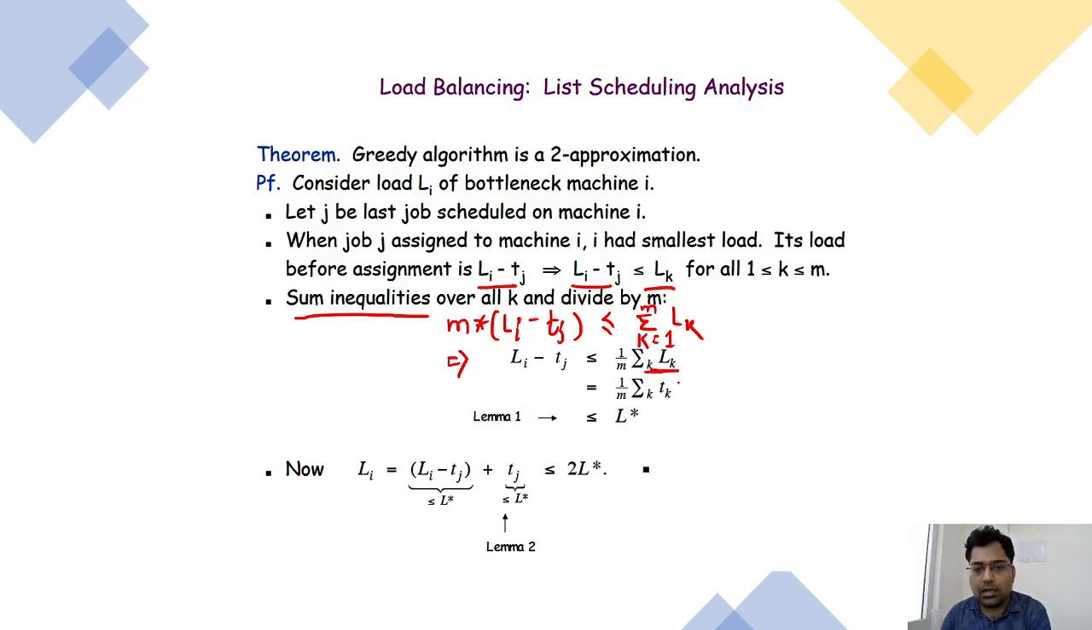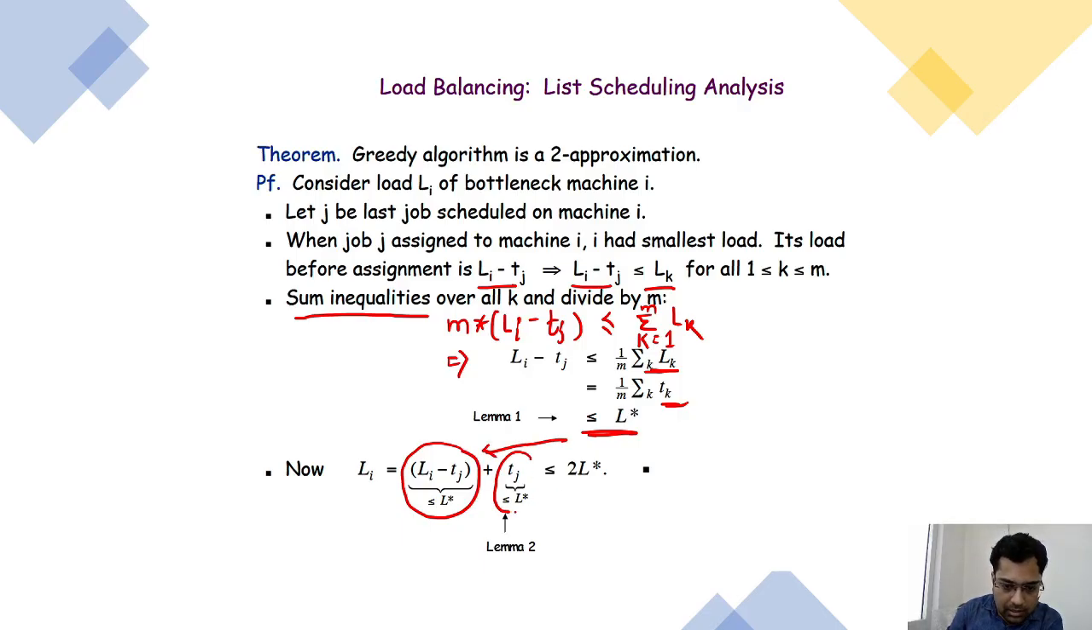Next we are getting this one. Previously we have said that L of k means the load of that machine, the sum of all the processing times. So this is as per lemma one we have proven. This one is less than or equal to the optimal result, or optimal load, or optimal makespan you can say. So whenever we say L of i, this is what we recently have proven.